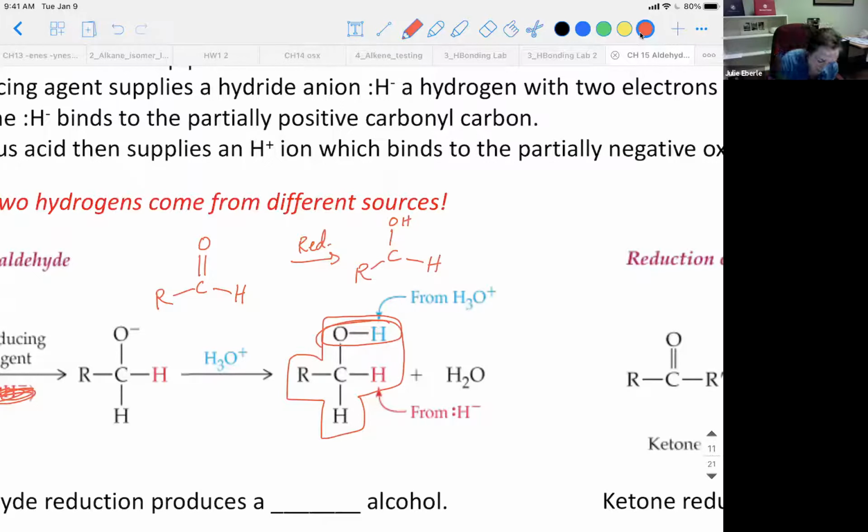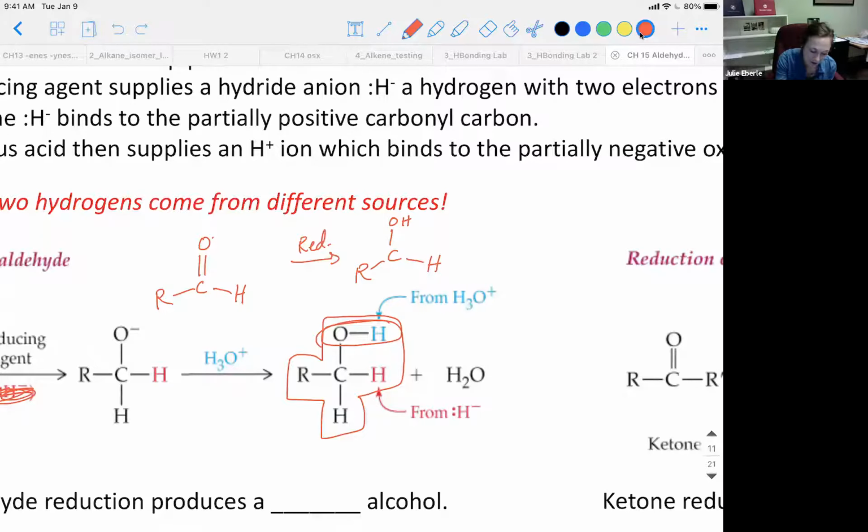So all that's happening is the O here becomes an OH, and the double bond becomes a single bond. So if you reduce an aldehyde, you get an alcohol. Now, what kind of alcohol is this? Primary, secondary, tertiary? Is it secondary, or is it primary?